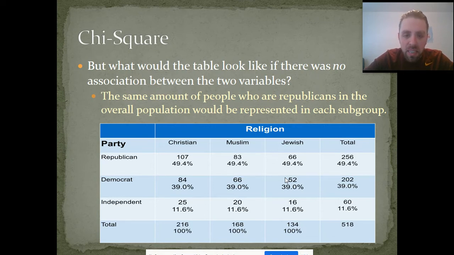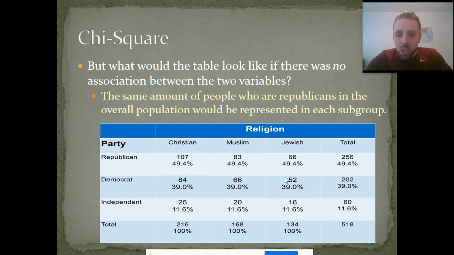There are definitely differences in political affiliation, but 49.4% of everybody is Republican. And 49.4% of all Christians are Republican. And 49.4% of all Muslims are Republican. And 49.4% of all Jews are Republican. Do you see what's going on here?